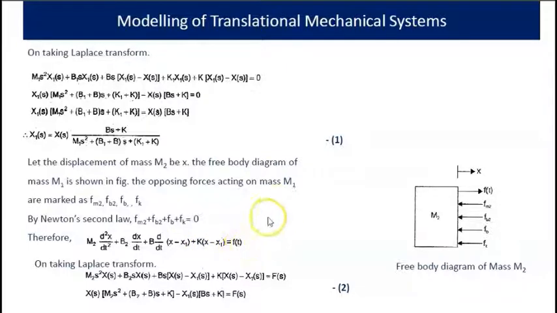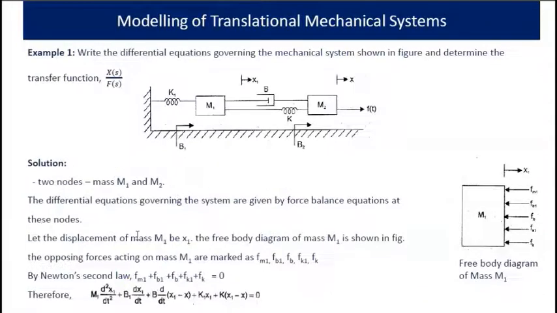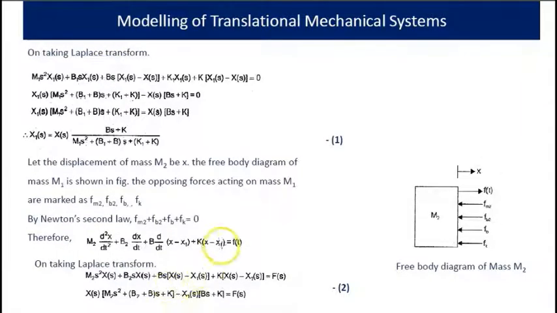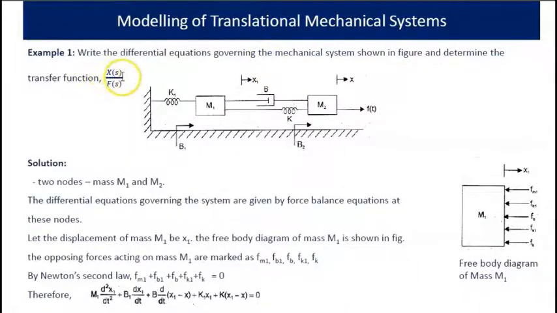F of t is connected to the second node. So these two are the differential equations. So write the differential equation, that is the first part. So this equation and this equation. Now it is asked to find the transfer function X(s) by F(s).